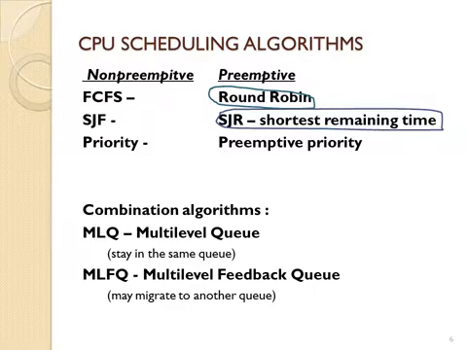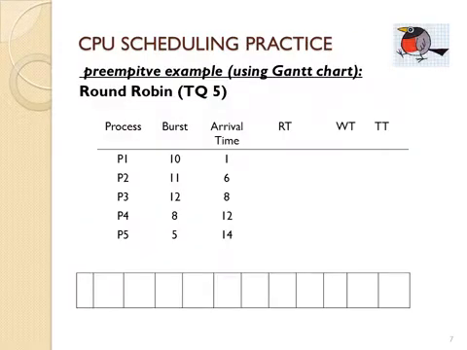So let's get started. Right here we have 5 processes with staggered arrival times, and we're going to be doing round robin with a time quantum of 5. Our current time is 0. When we get started at time 0, you can notice that none of the processes have arrived yet, so the CPU will be idle for 1 time unit.